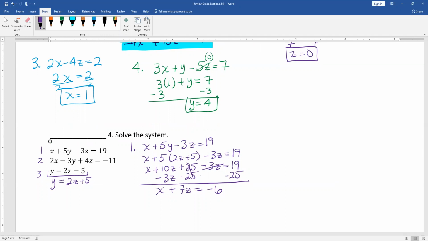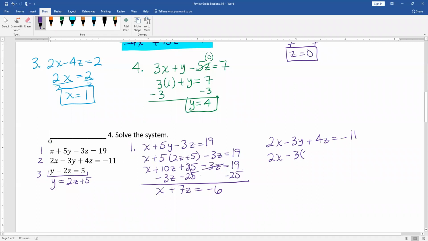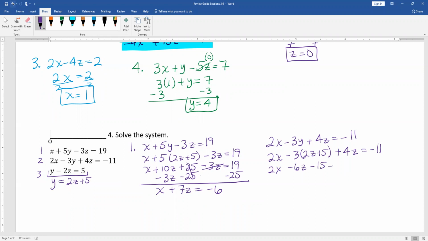So let's do the same thing with the second equation. 2x minus 3y plus 4z is negative 11. All right. I'm plugging in the y. So 2x minus 3 times 2z plus 5, plus 4z equals negative 11. All right, so let's distribute. 2x, that's a negative 6z. Negative 3 times positive 5 is negative 15 plus 4z and equals negative 11.